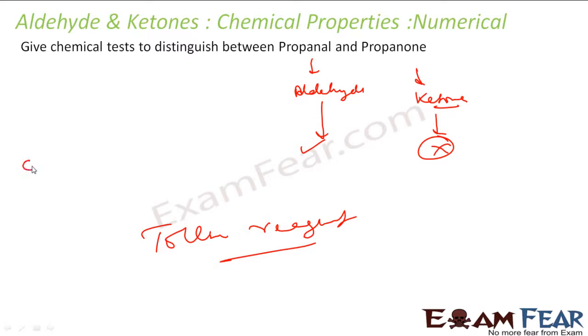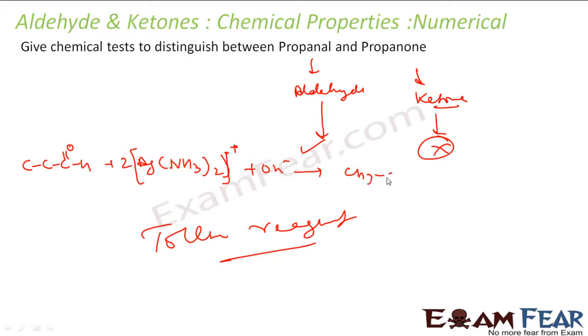Propanal. So this will be the propanal, and if it reacts with my Tollens reagent, in some basic medium, what you get is CH3CH2COO minus. This is what you get, and silver will come out. This will give you confirmation it is an aldehyde, not a ketone.